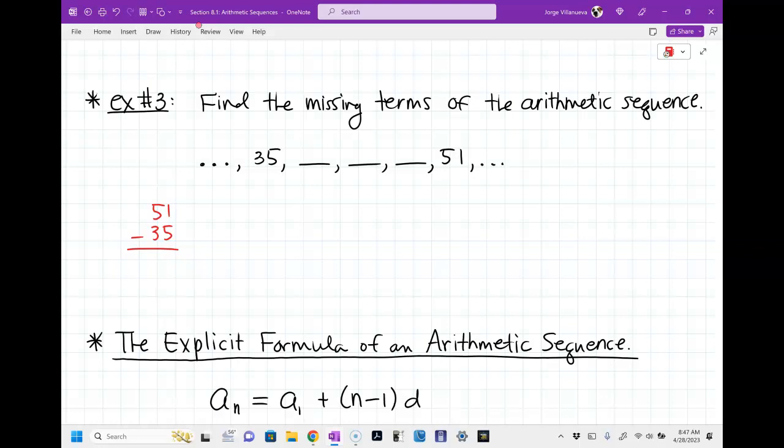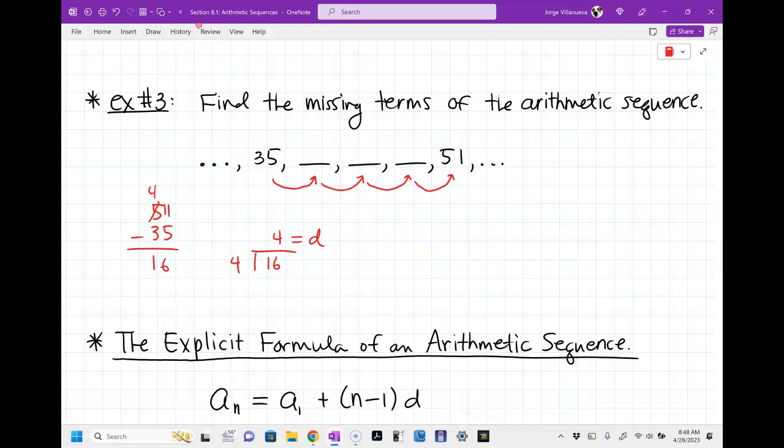I think these are going to work. We'll see. So what do we get here? 16, right? Now, how many terms to go from 35 to 51? Let's see. 1 term, 2 terms, 3 terms, 4 terms. It's going to require 4 additions or subtractions to get to 51, right? So I'm going to say, okay, 16 divided by 4. Well, that answer is 4. That's your D value.